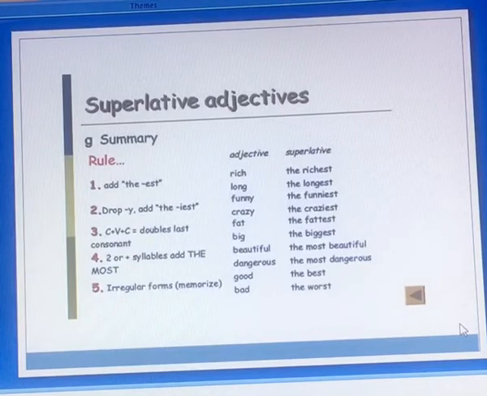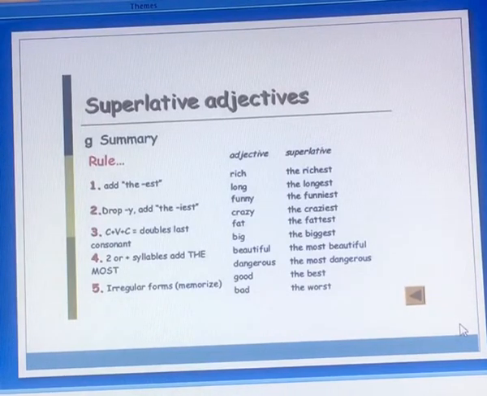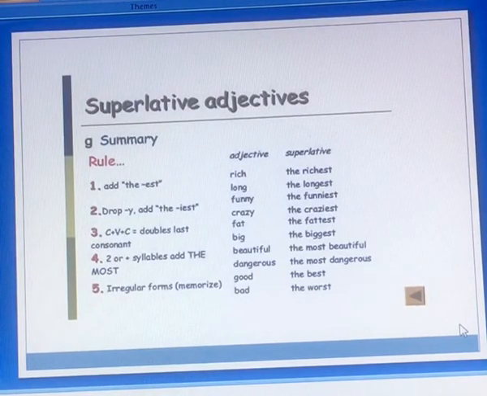Consonant, vowel, consonant, double the last consonant. Fat becomes the fattest, big, the biggest. 2 or more syllables, we add the most. Beautiful becomes the most beautiful, dangerous, the most dangerous. Irregular forms, good becomes the best, bad becomes the worst.